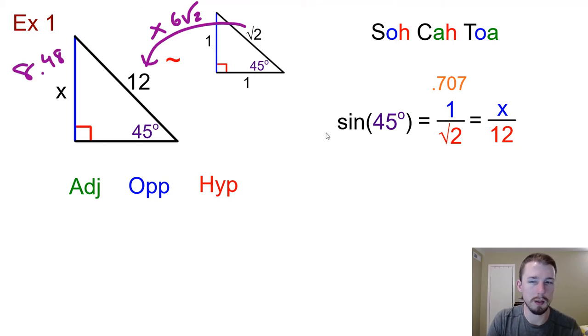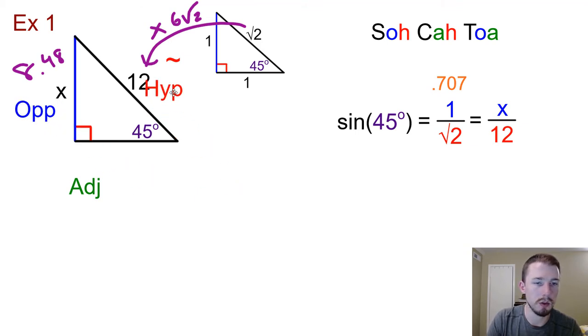We could also set this up with a trig function. So for sine, we have the sine of 45 is going to be equal to the opposite over the hypotenuse, which would be the opposite side of x over the hypotenuse, which would be 12 in this case. So that's going to be x over 12. It's also the same as 1 over radical 2, because these two are similar to each other, so they're going to have the same ratio.